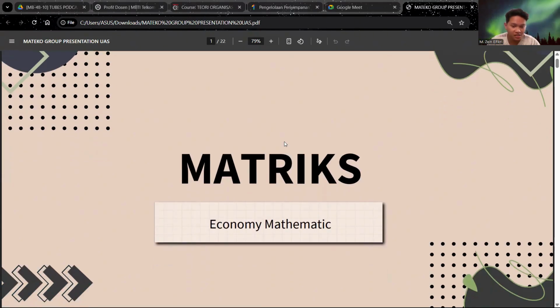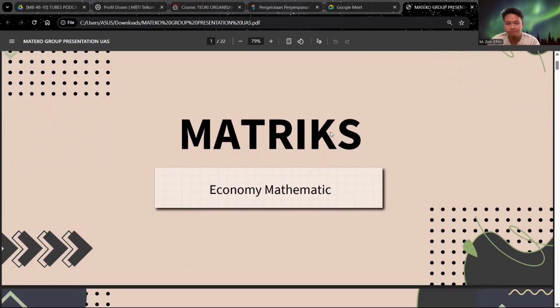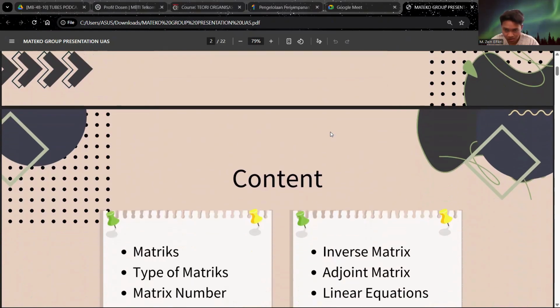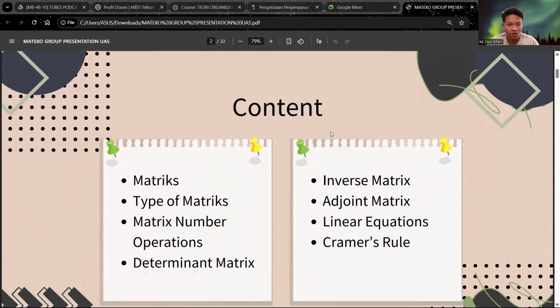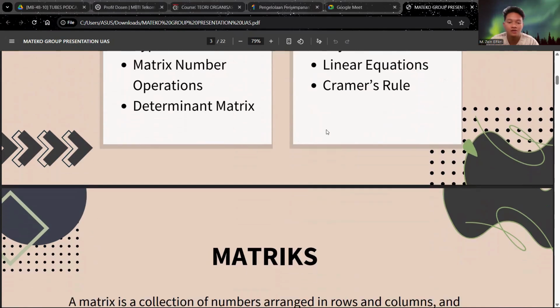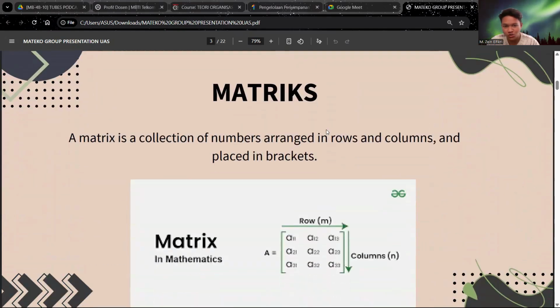On this occasion, I want to talk about matrices. The matrix is from our economic mathematics lesson. Before we start, I want to tell you about the content of this presentation: types of matrices, matrix number operations, determinant, inverse matrix, adjoint matrix, linear equations, and the last one is Cramer's rule.